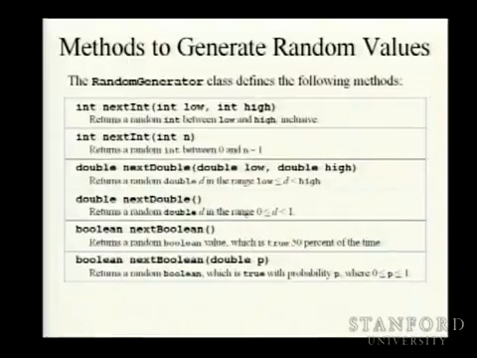There's also next Boolean, which, if you don't call it with any parameters, is basically like flipping a coin. It'll give you back true or false, 50-50.